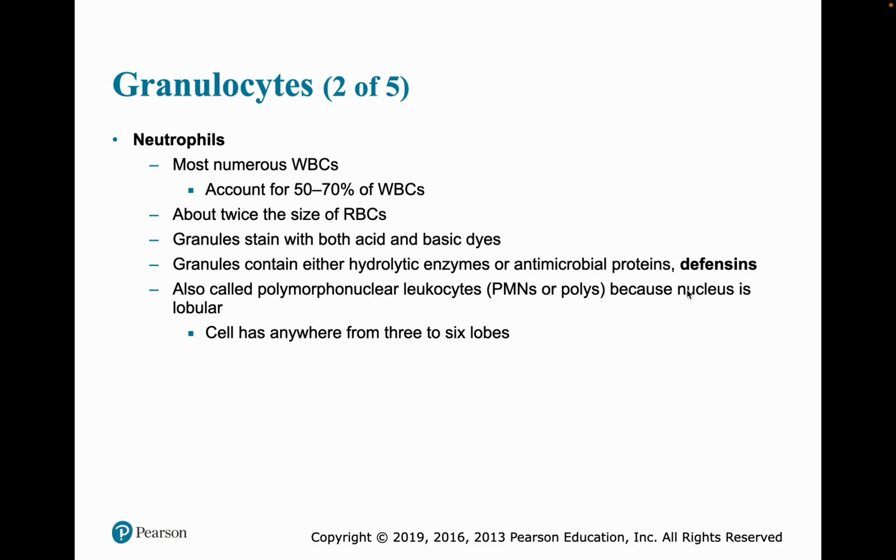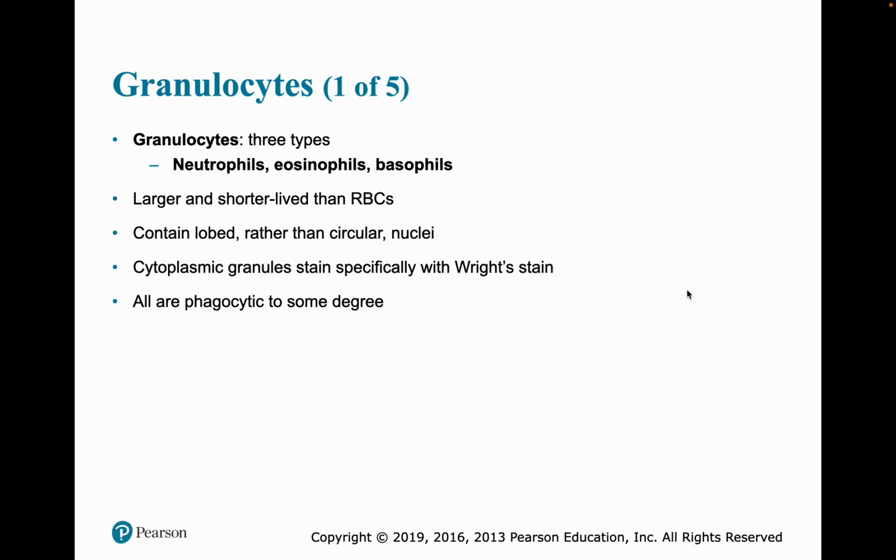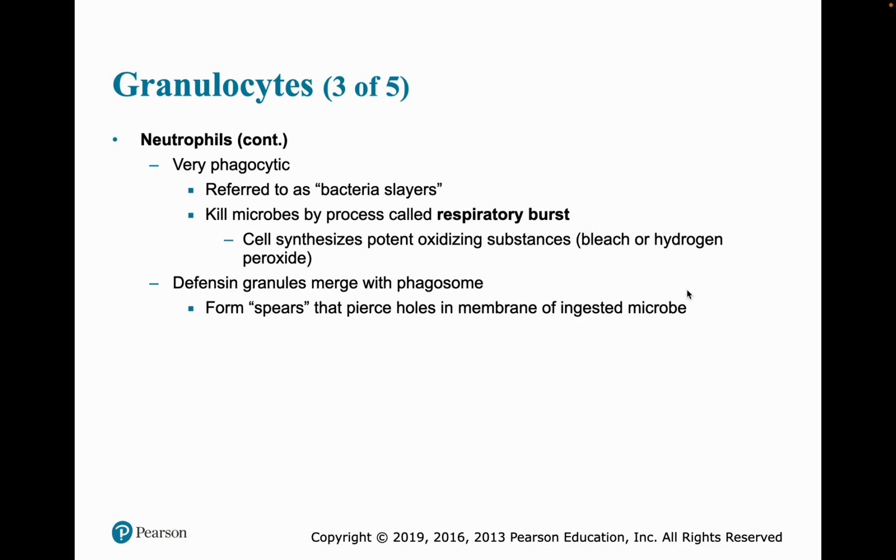Their granules are going to be staining with Wright's in both the acidic and basic dyes. They contain hydrolytic enzymes or antimicrobial proteins such as defensins. And they are also often referred to as PMNs or polys or polymorphonuclear leukocytes. The nucleus has several lobes. It can be between 3 and 6 lobes. Neutrophils are very phagocytic. They are bacteria slayers.